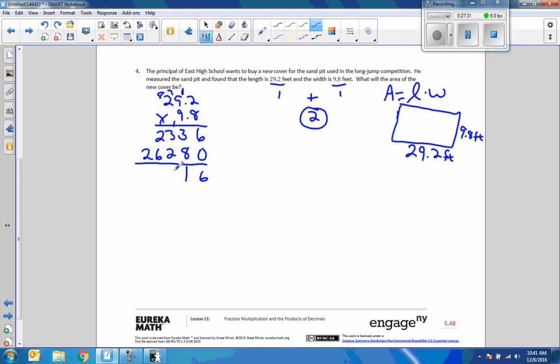11. Carry the 1. 3 and 5. 3 and 2 is 5. Plus 1 is 6. 6 plus 2 is 8. And 2. 2 decimal places. So this is 286.16 square feet. Area is in square feet. Okay.